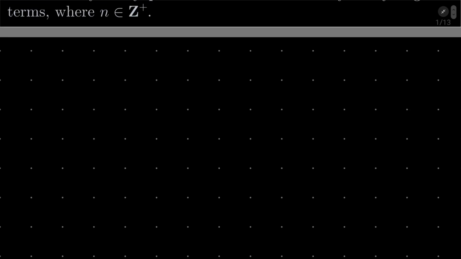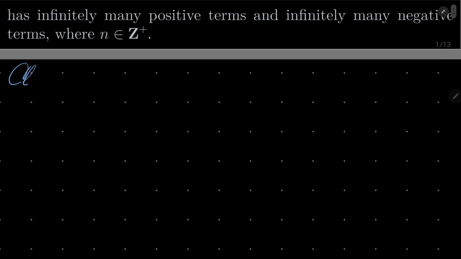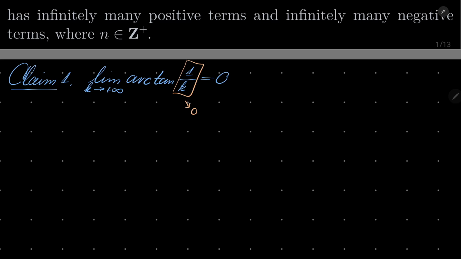Okay, so, not to interrupt my reasoning later, I will start with proving my lemmata. Claim number 1: the limit as k goes to infinity of arctangent of 1 over k is 0. Well, there is nothing to prove here because 1 over k goes to 0, and we know that arctangent of 0 is 0. So there is nothing to be proven. We can triumphantly write our end of proof sign, but there was no proof. Okay. Claim number 2, much more interesting.